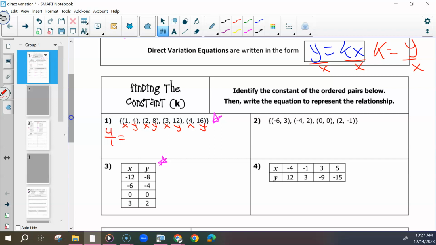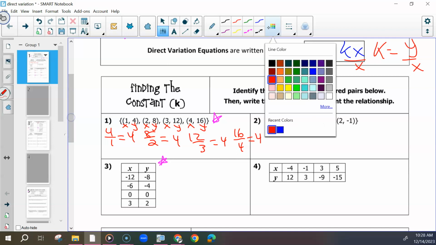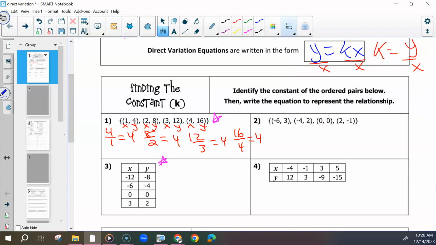4 divided by 1 would give us 4. 8 divided by 2, 4. 12 divided by 3, 4. And I'm almost positive this one's going to be 4. Is it? Yes. So since they are all 4, I can say my constant, I do have a constant, is 4. And then I can write this as an equation. Using my y equals kx, it would be y equals my k value for x.